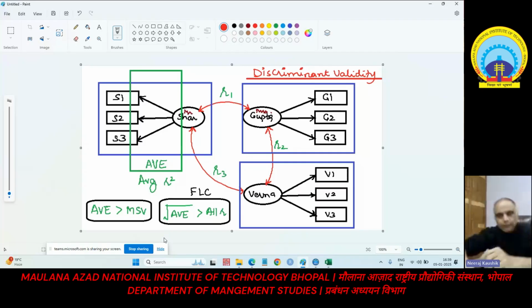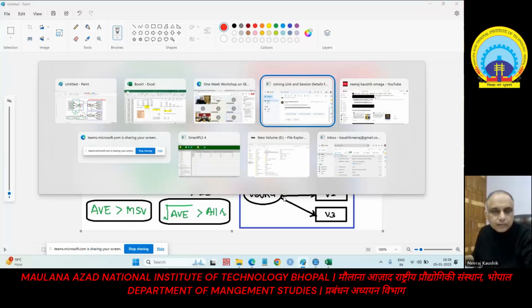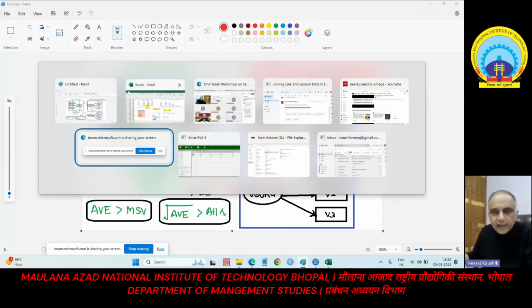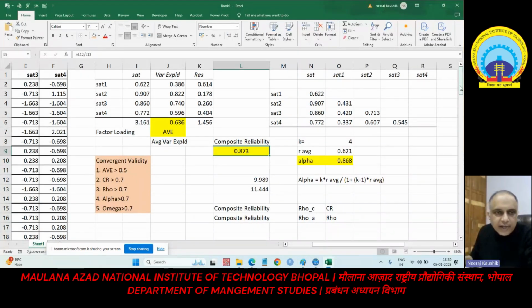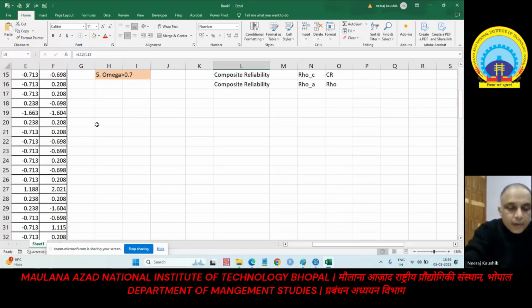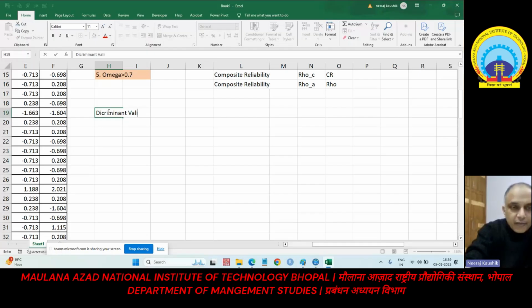No question? Okay. So let me write it here. Discriminant validity points. For discriminant validity, we have 3-4 rules. Number one, we refer to the Fornell and Larcker criteria.